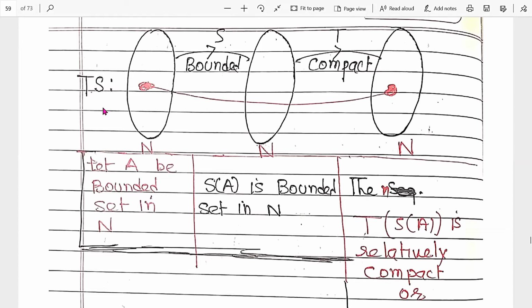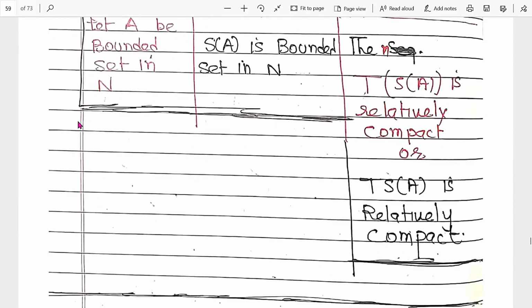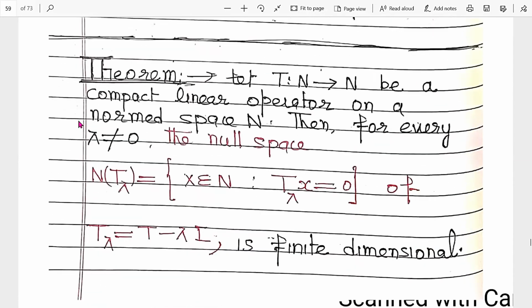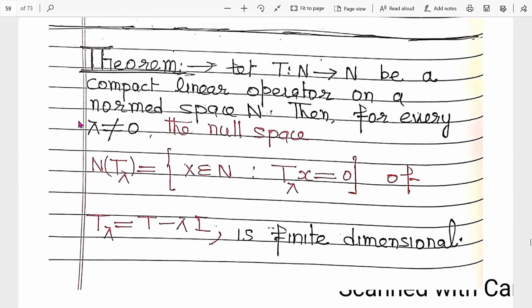So in both cases, ST and TS are both compact operators. So what we get is: if T is a compact operator and S is a bounded operator, then the composite map TS is also a compact operator, and the composite map ST is also a compact operator.